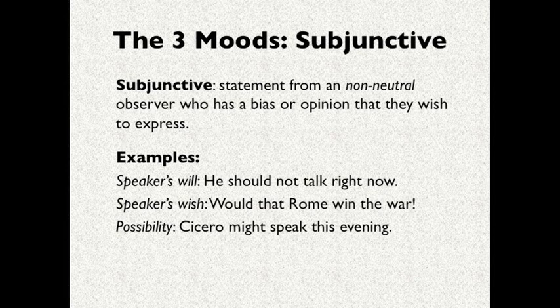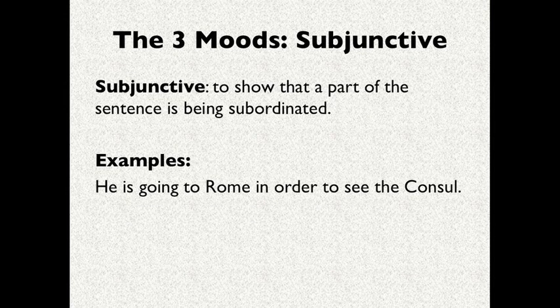For example, we might see the speaker's will, such as in the sentence, he should not talk right now. We might see the speaker's wish, would that Rome win the war? And we might see possibility, such as, Cicero might speak this evening. In addition, the subjunctive is also used to show that a part of the sentence is being subordinated, such as in the sentence, he is going to Rome in order to see the consul. The subordinate part of the sentence is, in order to see the consul.